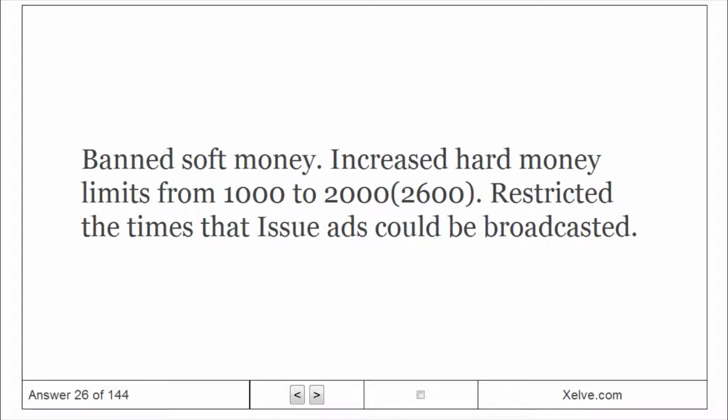McCain-Feingold. Banned soft money, increased hard money limits from $1,000 to $2,000, restricted the times that issue ads could be broadcasted.